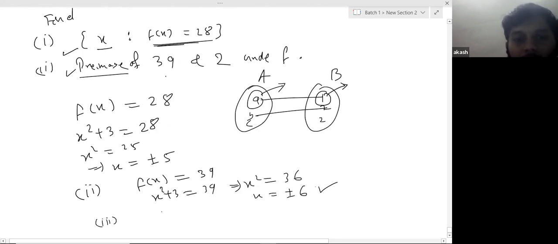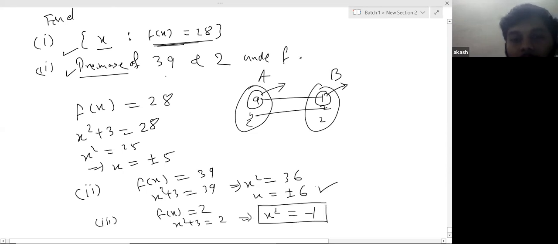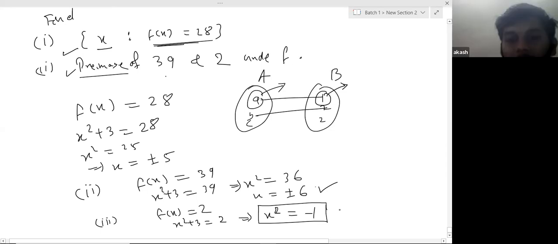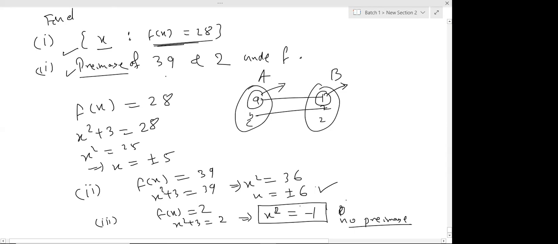In the third one, f of x equals 2. That means x square plus 3 equals 2. That means x square equals minus 1. And we know this is not possible in real functions, right? Only in complex numbers. So there is no pre-image of minus 1. Right? Clear, Gautam? Yes, sir. All right.